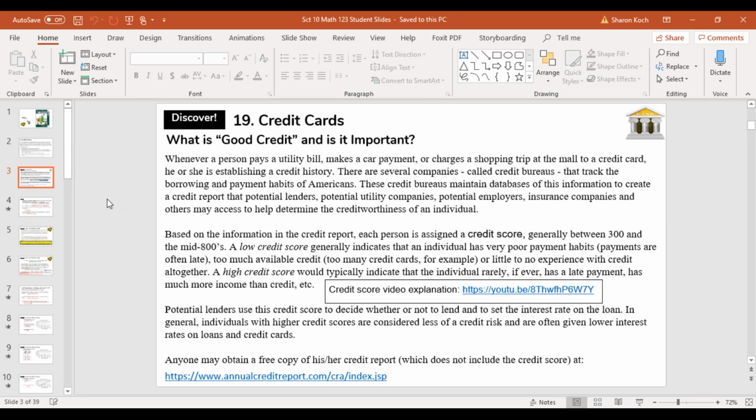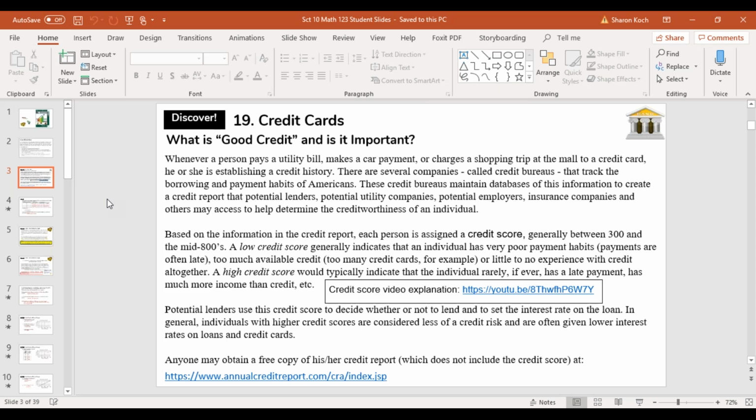Okay, so exactly what is good credit? Basically, anytime you make some sort of a payment, it could be a credit card, a student loan, a utility bill, your phone bill, anytime you're making some sort of a payment, that is actually part of your credit score. It's not just a credit card that goes into that. It's anything that you're paying towards.